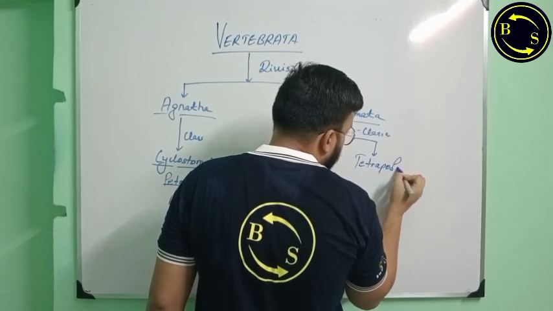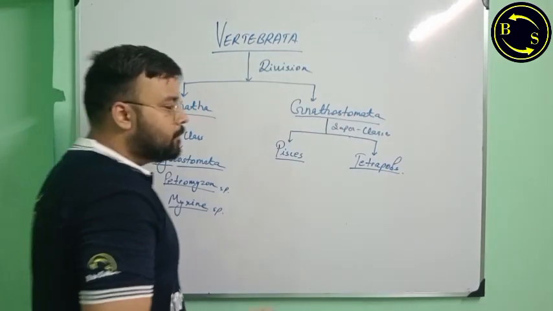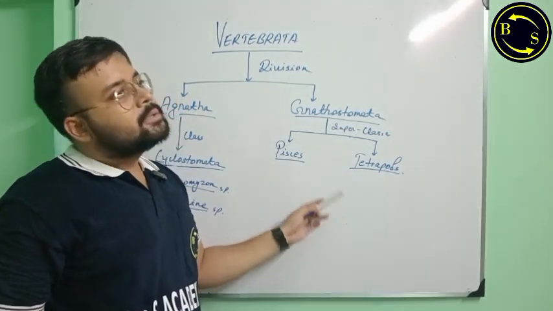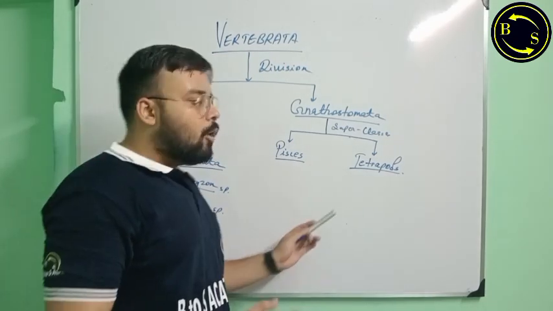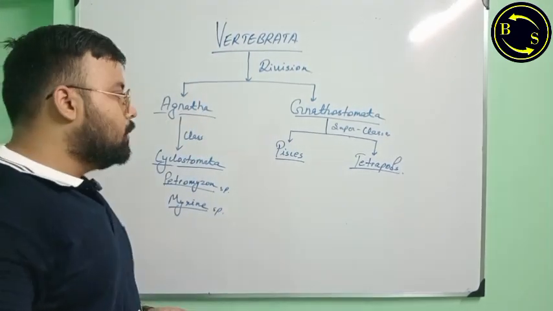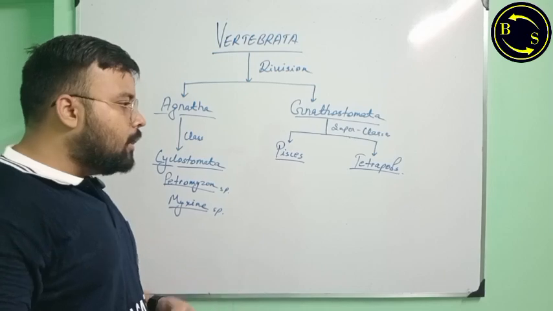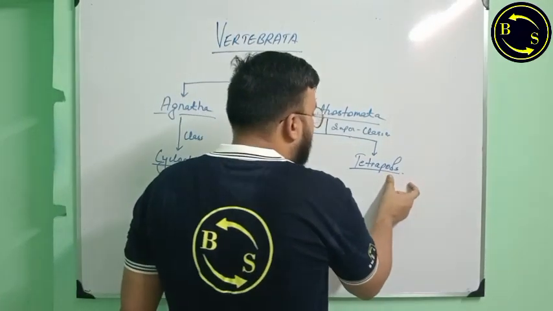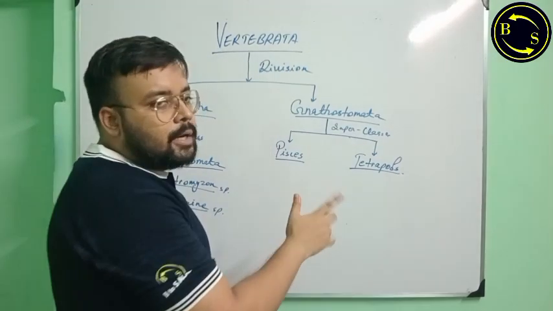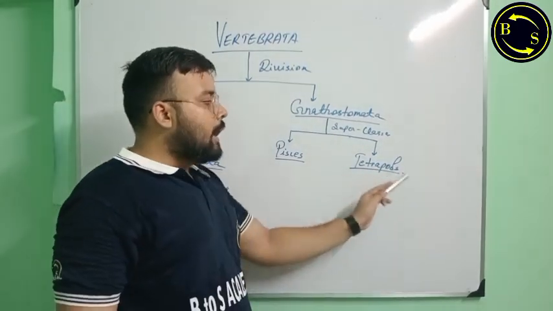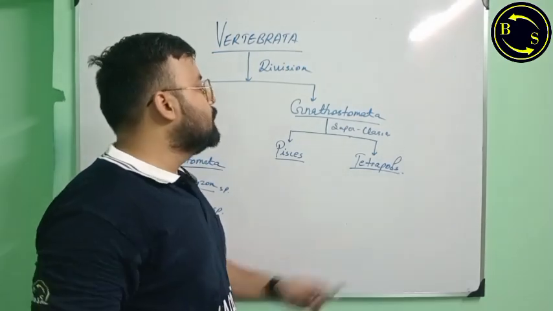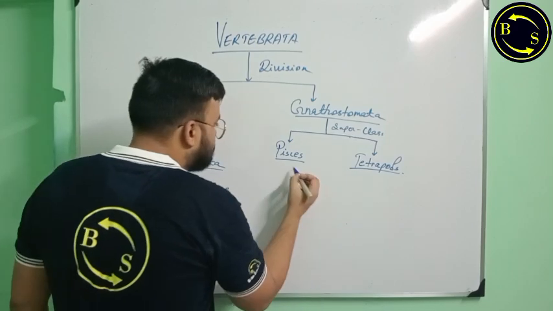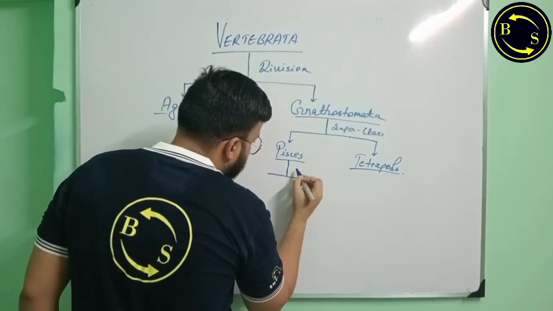tetrapods. Why tetrapods? Because in amphibians, reptiles, birds, mammals, you will find all of them having four limbs. Two frontal limbs and two hind limbs, or two hands and two legs. So poda meaning limbs and tetra meaning four. So four-limbed animals are grouped under the superclass tetrapods.